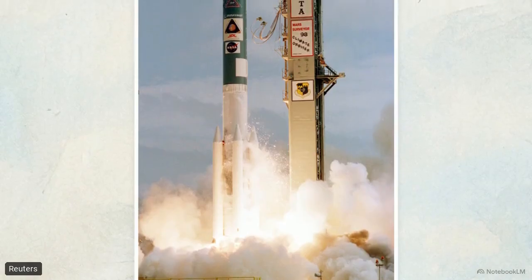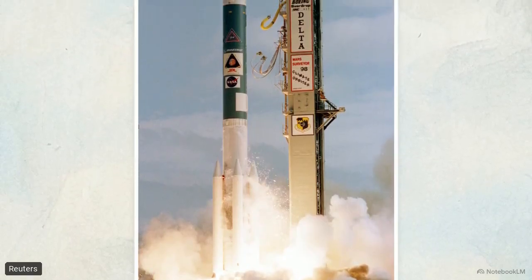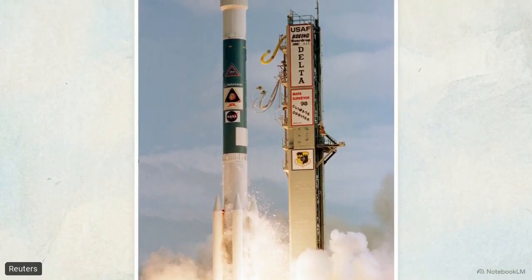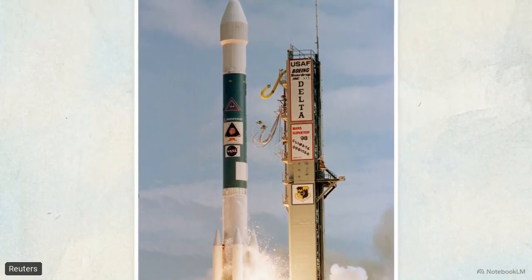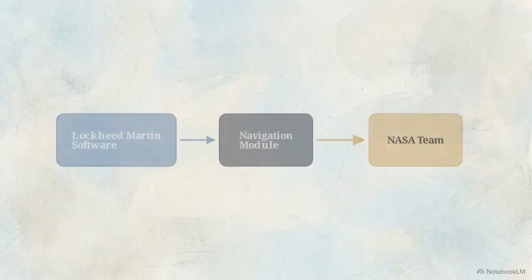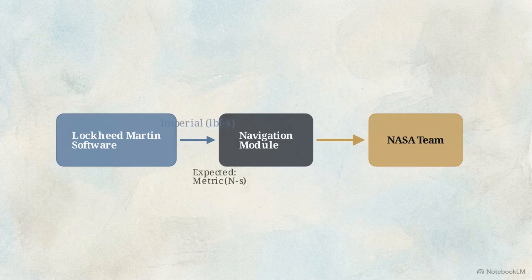In 1999, NASA lost the $125 million Mars Climate Orbiter due to friction at a data interface. This diagram outlines the data streams feeding into the spacecraft's navigation module. The interfaces were mismatched at the fundamental level. The contractor, Lockheed Martin, programmed their software using imperial pound force seconds. The NASA team expected the output in metric Newton seconds.